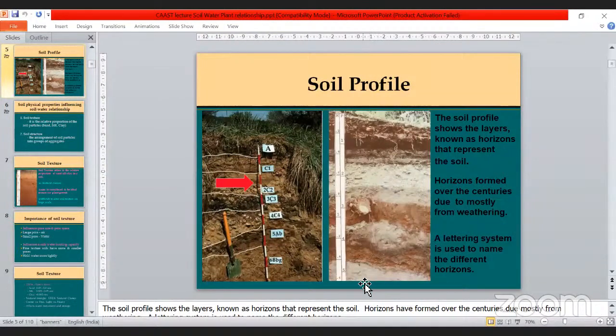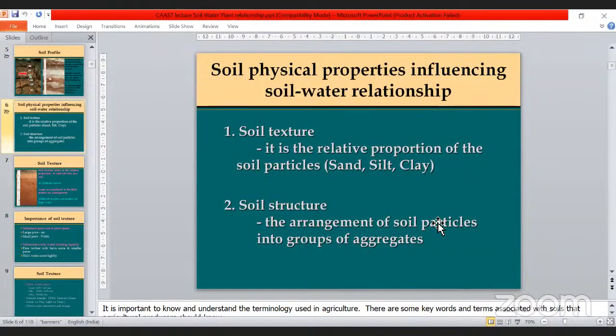So how this weathering process has occurred, how these layers have been formed, you can get that over a period of maybe 10 years, 15 years, 50 years, 100 years or 200 years, how the weathering of the rocks has occurred, and you can get different types of soil profile. So horizons form over the centuries, mostly from weathering, and a letter system is used to name the different horizons, maybe A, C1, C2, because there are different levels over there, and based on that criteria, this soil profile is studied.